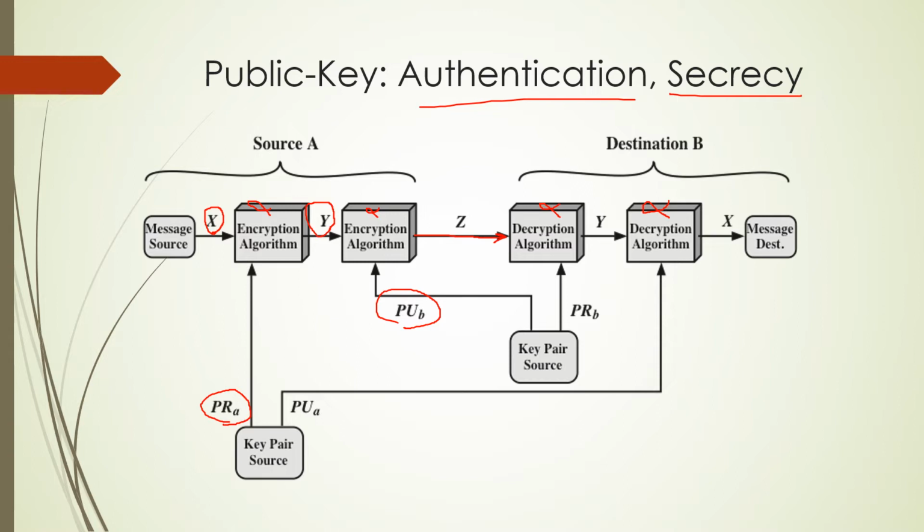When the receiver B receives it, it applies the private key, or his or her private key on the message, on the ciphertext Z, so that it can reconstruct Y. And after reconstructing Y, which is basically the signed version of the message, it can apply the decryption algorithm using the public key of the sender to reconstruct the message X, and this will tell B that the message is authenticated and A is the real sender of the message.